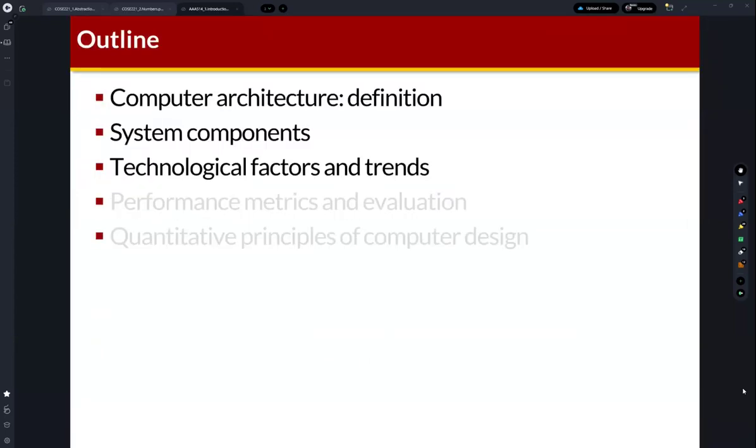So this is today's agenda. Firstly, I will explain the terminology in computer architecture. I believe some students are working on this computer architecture field, but some students are not. So firstly, I will just explain some trends and some changes in computer architecture research.